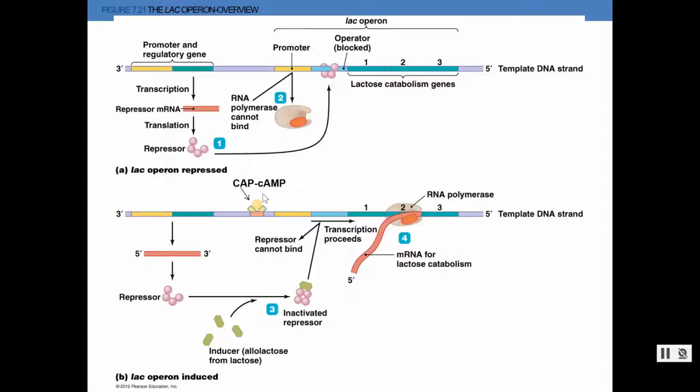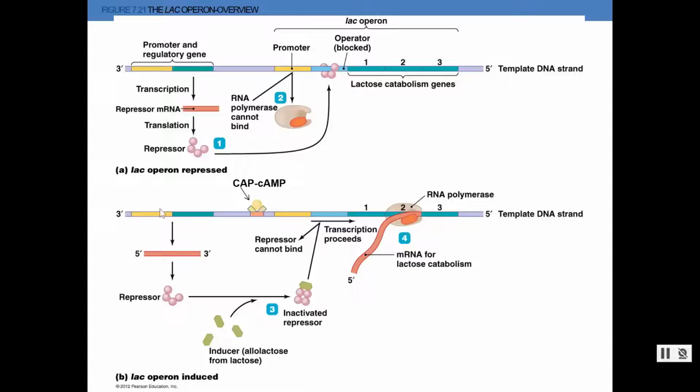But if glucose is not available, cyclic AMP builds up. If glucose is unavailable, cyclic AMP can't do its job because there's no glucose. It builds up. I get excess cyclic AMP. Cyclic AMP ends up binding to another protein called CAP, catabolite activating protein. And this CAP-cAMP complex has a place on the DNA that it can bind.